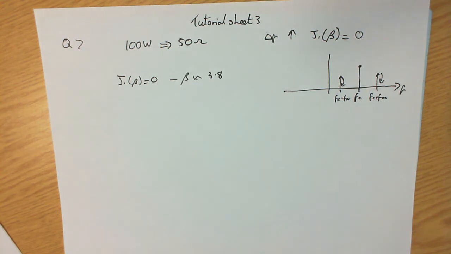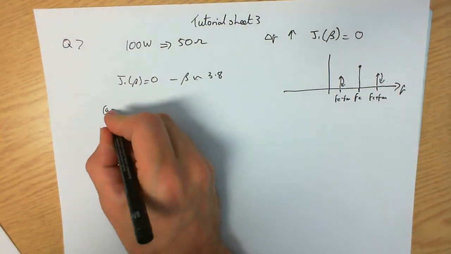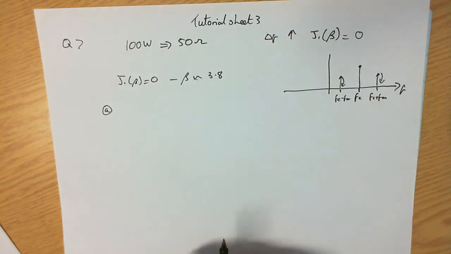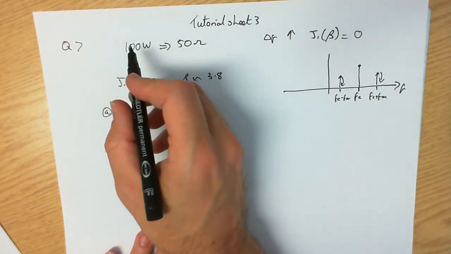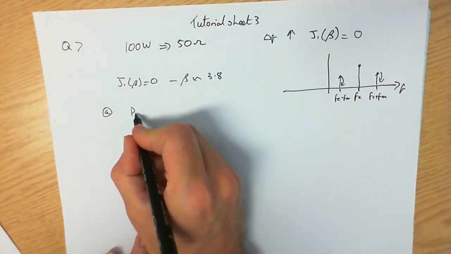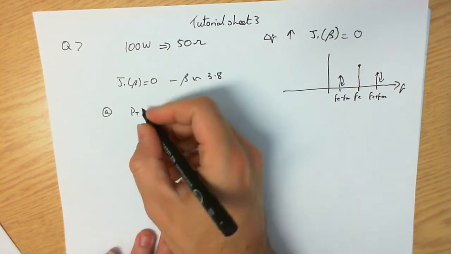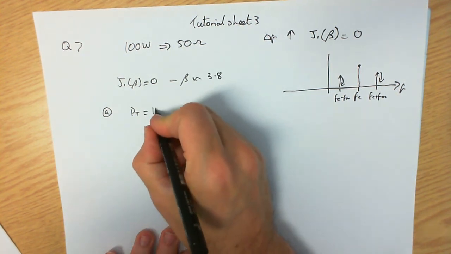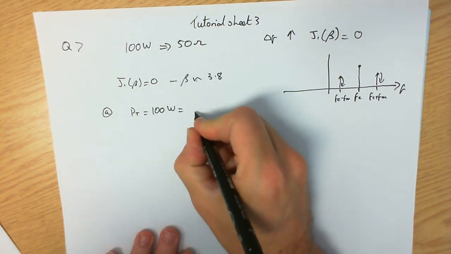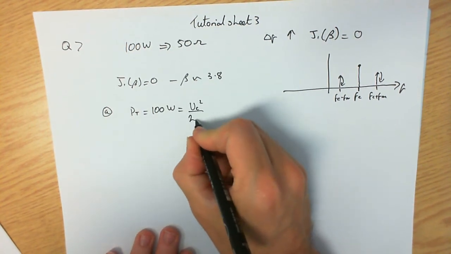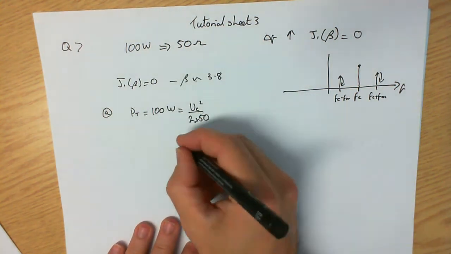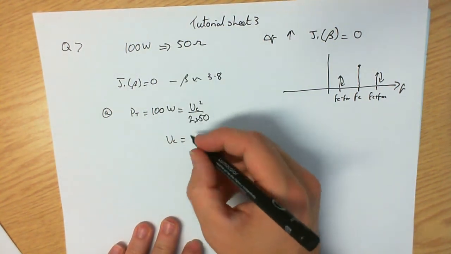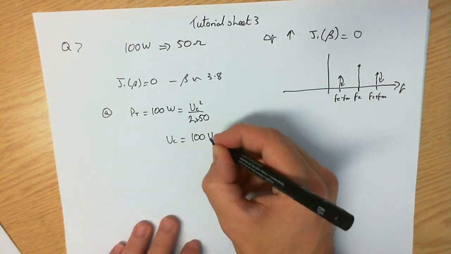The first thing we have to calculate, part A, is the average power at the carrier frequency. The total power in our system is 100 watts, which is also equal to Vc squared over 2 times 50. So that's the total power. If we rearrange that equation, we get Vc equal to 100 volts.